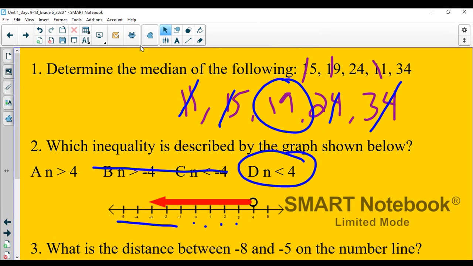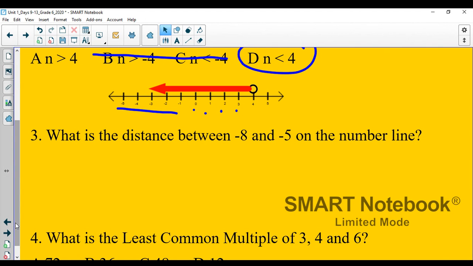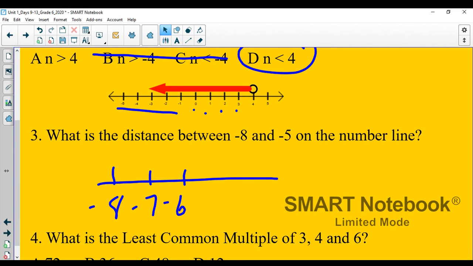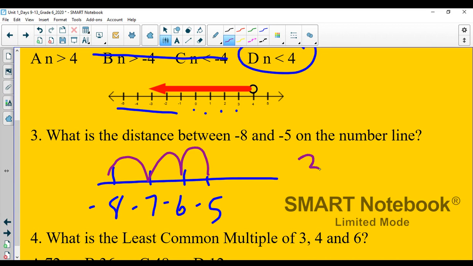Number three says, what is the distance between -5 and -8 on the number line? You could have used the number line on the previous screen, but really all you're doing is here's -8, -7, -6, -5, you're just seeing basically how many jumps it takes. 1, 2, 3 units apart.